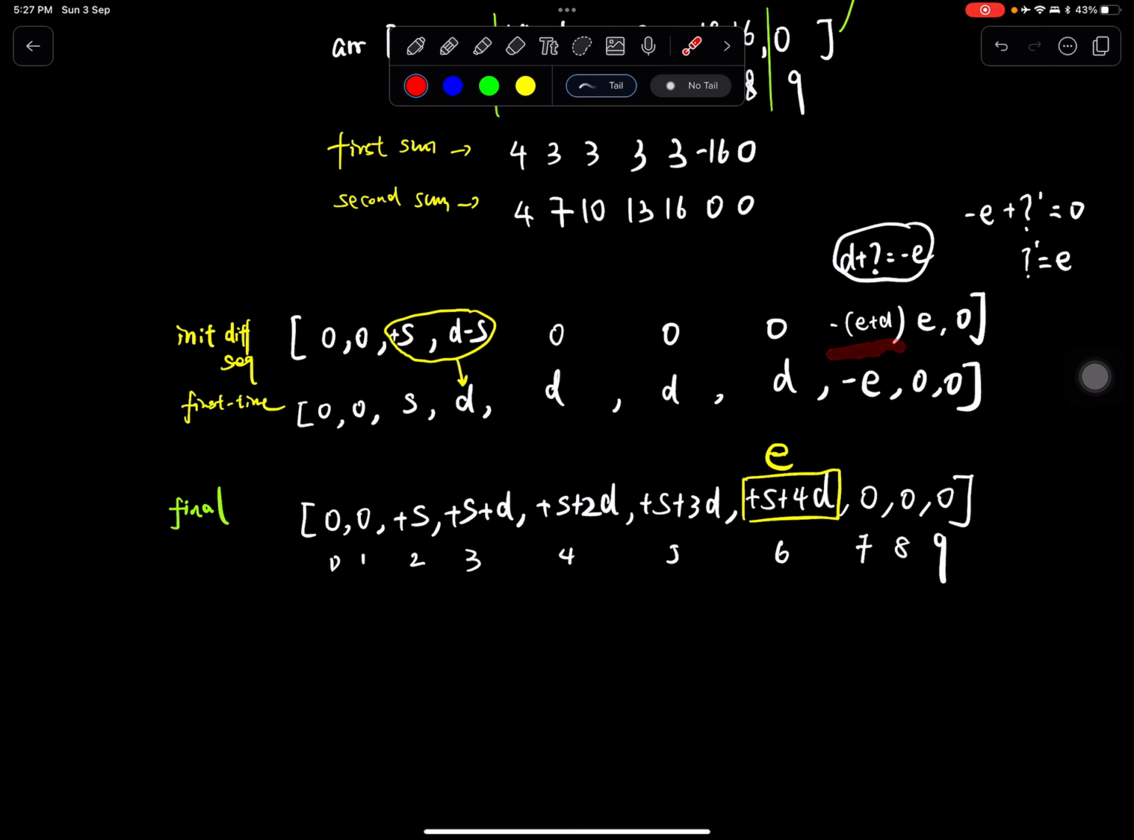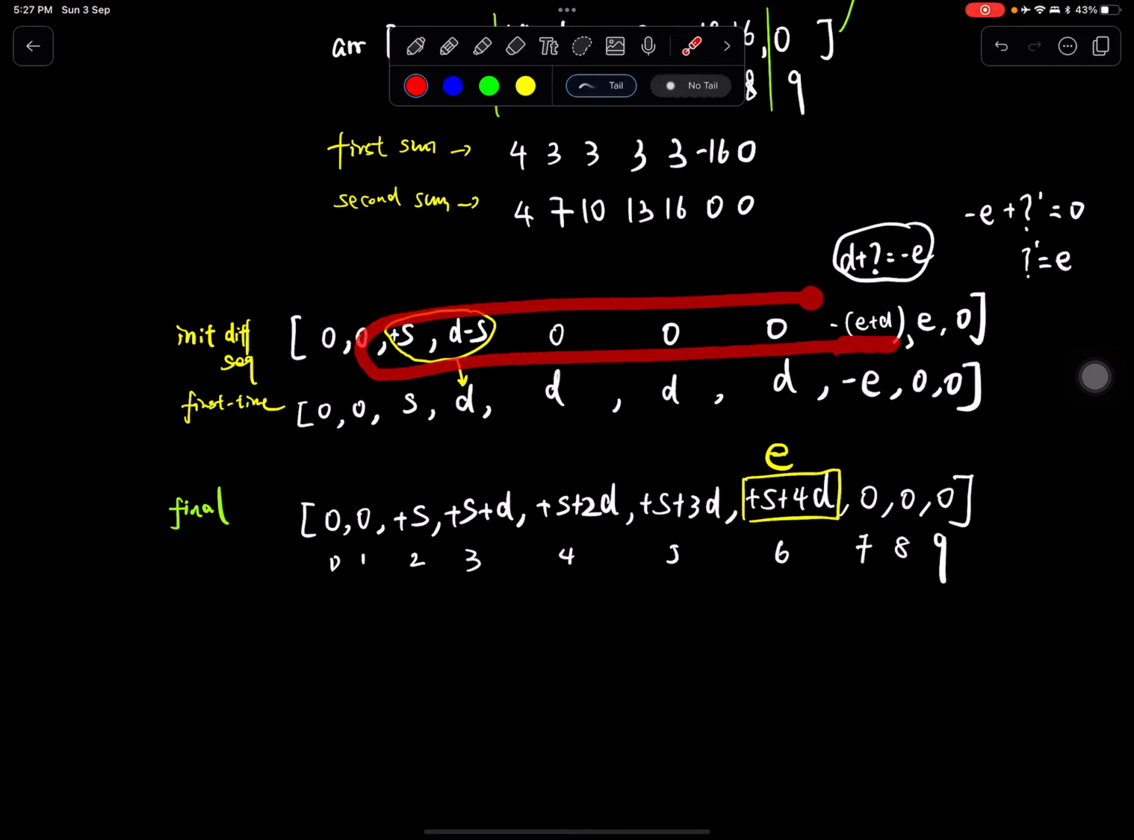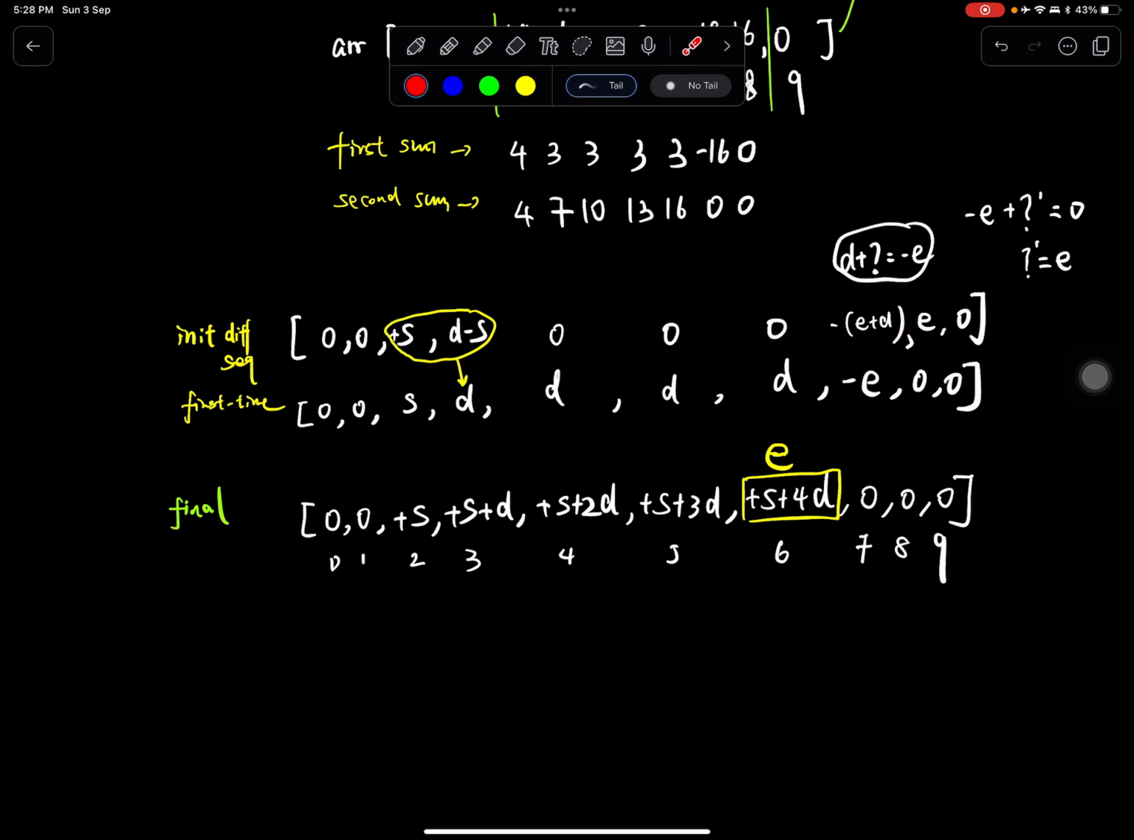This part, right? Then this part is e. This is 0. Because in order to get 0, this whole thing, let's take a look in here. This whole thing together minus d is minus e, right? This whole thing is minus e, pre-sum. Then you need minus e to get 0.